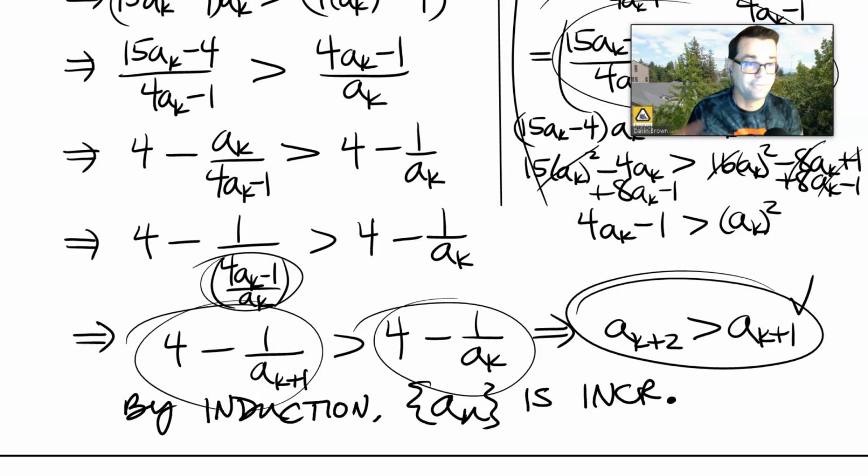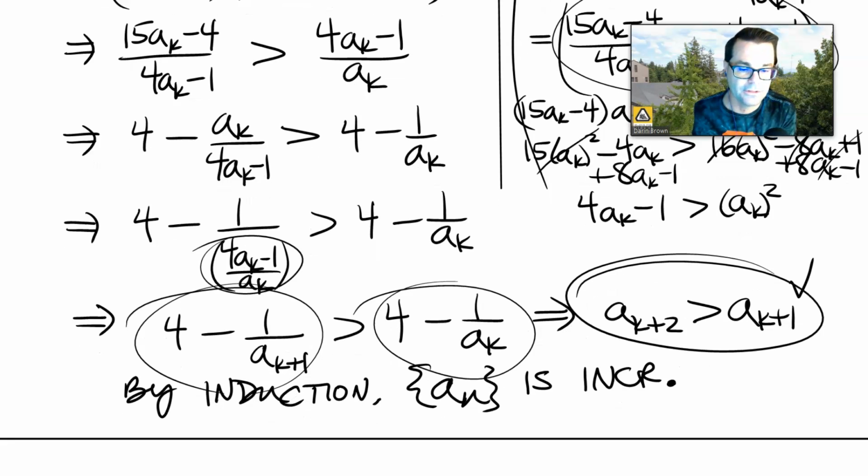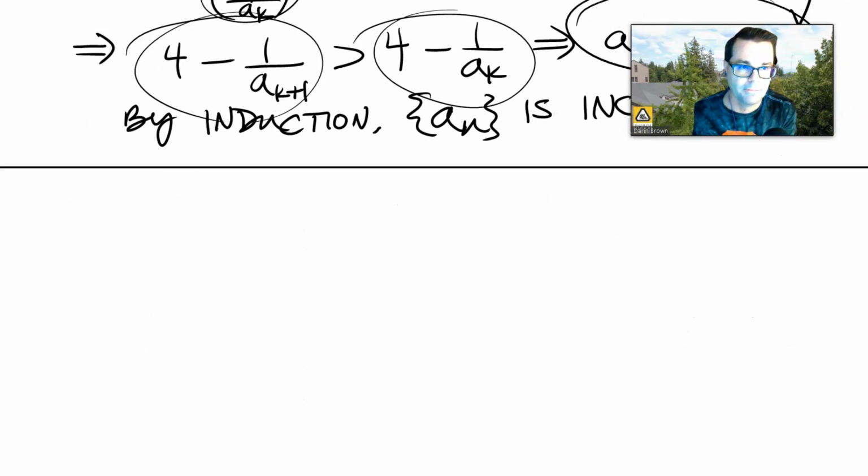Now remember, that's only half of what we have to show. We also have to show it's bounded. The bounded part is not nearly as bad. The increasing part is really where you have to play around with the inequalities the most. So let's now show that it's bounded.